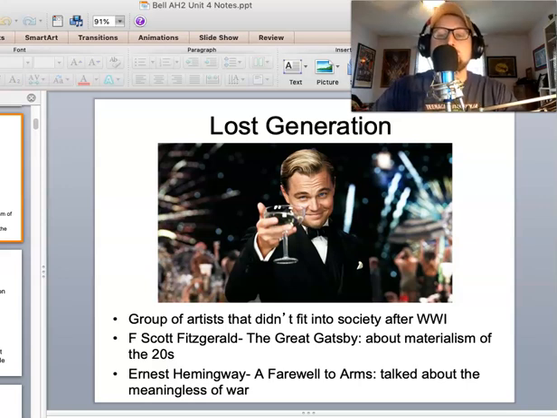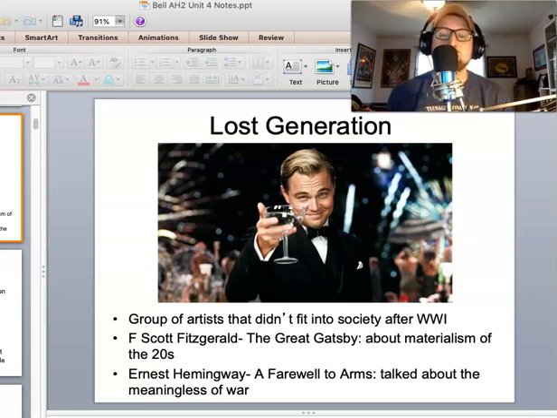So the previous generation had been defined by war. The generation after it, the greatest generation, will be defined by World War II. And then the generation after that is still a product of World War II because you have the baby boomers. So this one is kind of a fledgling generation. Here's what I mean by that. They can't really find their place. There's no key event to identify them by.